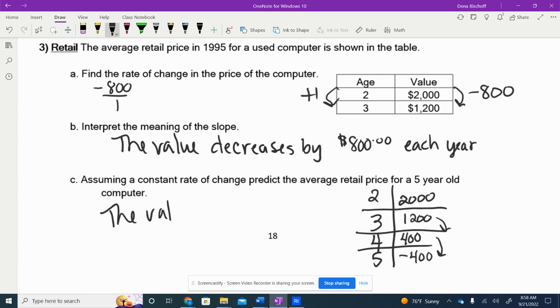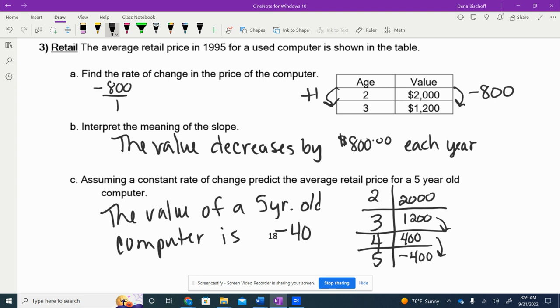The value of a 5-year-old computer is negative $400. So not worth very much, is it?